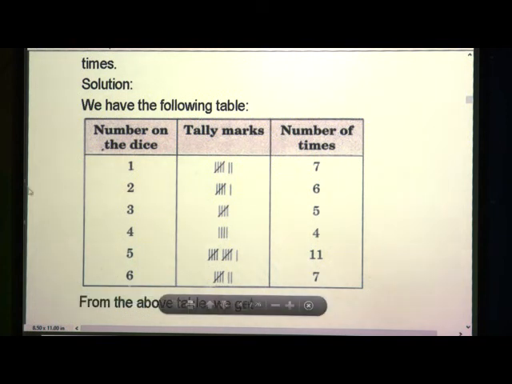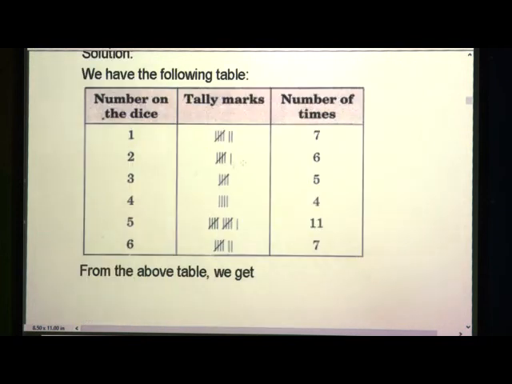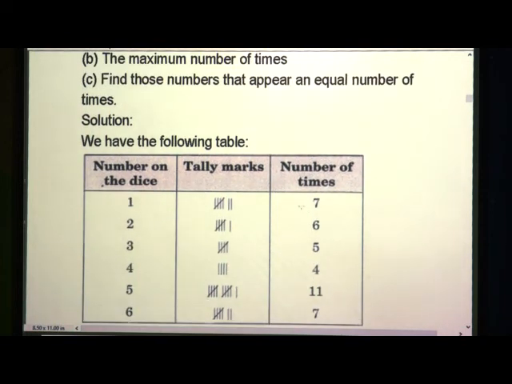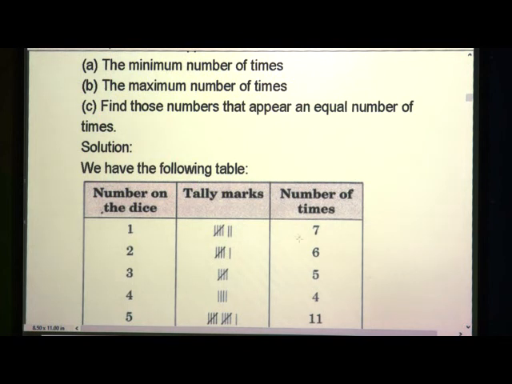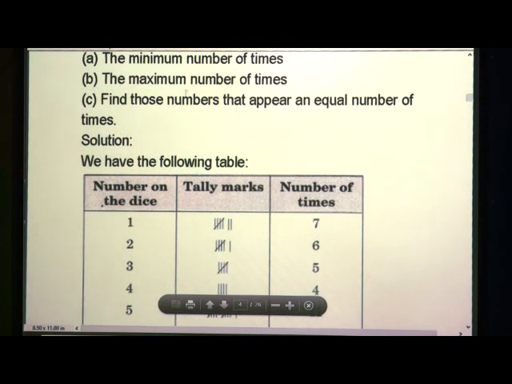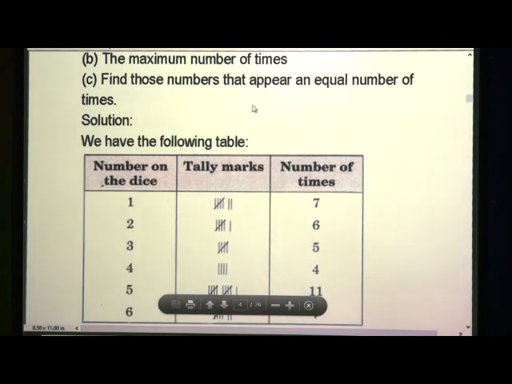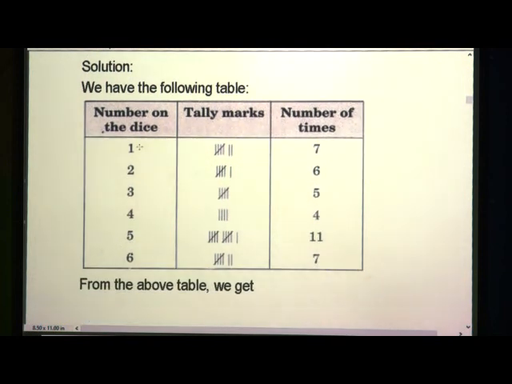Now, we have shown the data by using tally marks. Now, the questions. The number 4 appeared how many times? 4 times. Then, the minimum number of times, which number has appeared? Number 4 has appeared 4 times. And then the maximum number of times, number 5 has appeared how many times? 11 times. Then find those numbers that appear an equal number of times. Number 1 and number 6 appeared an equal number of times, that is 7.